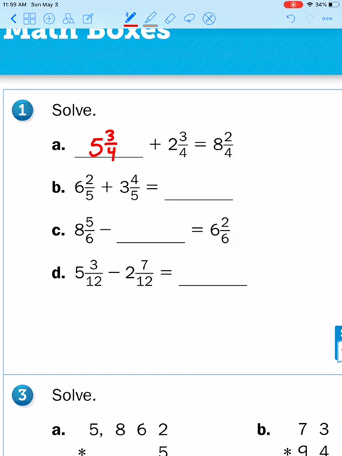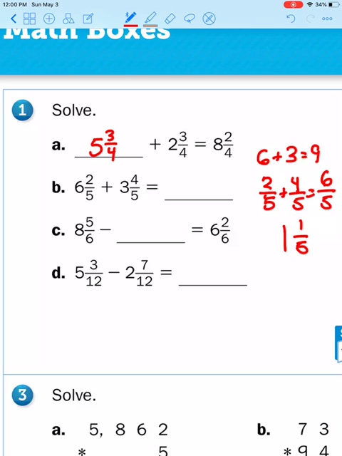Okay, let's do B. 6 2/5 plus 3 4/5. So first I would do the whole numbers. So 6 plus 3, which is 9. And then 2/5 plus 4/5 equals 6/5. So I already know I could take out a whole. 6/5 is 1 1/5 plus 9. So your answer is 10 1/5.